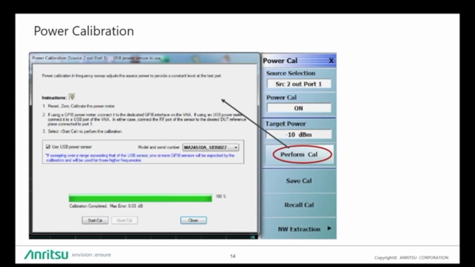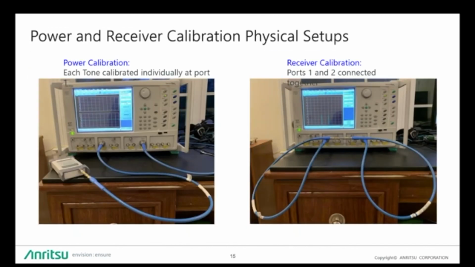This is just a GUI for the power cal. I have an Anritsu PowerMaster power meter, where I'm using it to do the power cal. It's a USB-based power meter, and I set the power level for each tone and carry out the cal for one tone at a time. And then, as you can see, the maximum error is like 0.03 dB, which is negligible, which is pretty close to minus 10 dBm. So that's the power cal.